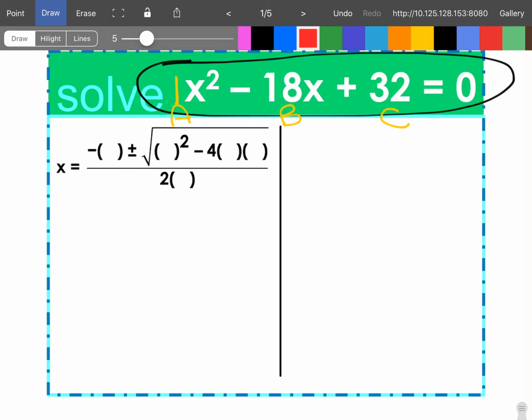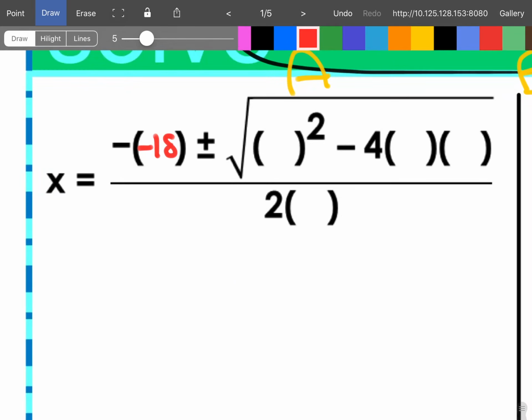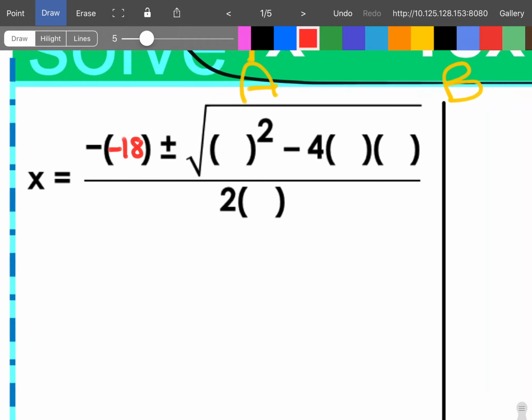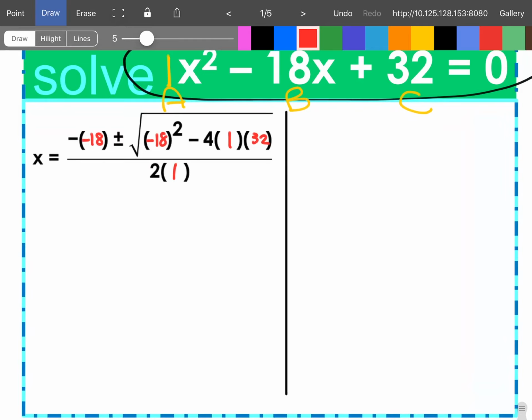So the formula says negative B. Well, B is negative 18. So we're going to put negative 18 here. Then B squared, so still have negative 18. 4 times A is 1, and C is 32, divided by 2 times A. Now remember, out to the side on the left, you should have labeled what your A, B, and C would be.